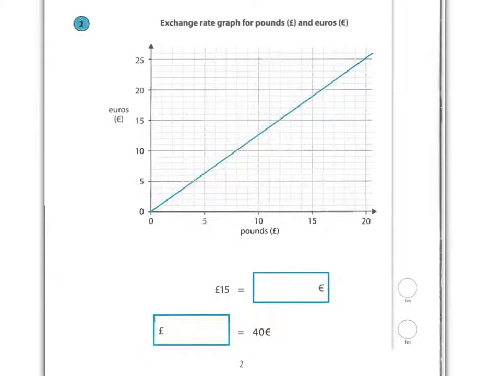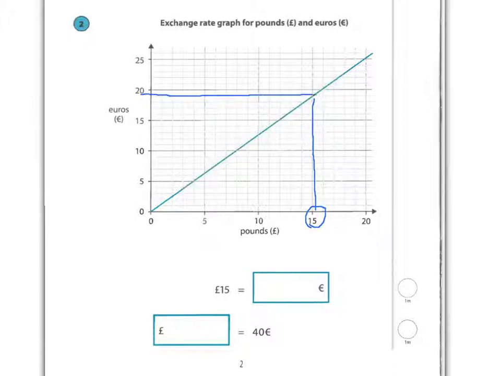This is a graph showing the exchange rate for pounds to euros. So underneath the graph we have two questions. First question is £15 equals how many euros? So you have to locate where £15 is, and that's on the horizontal axis here. And then you would read up to the graph and then read across.